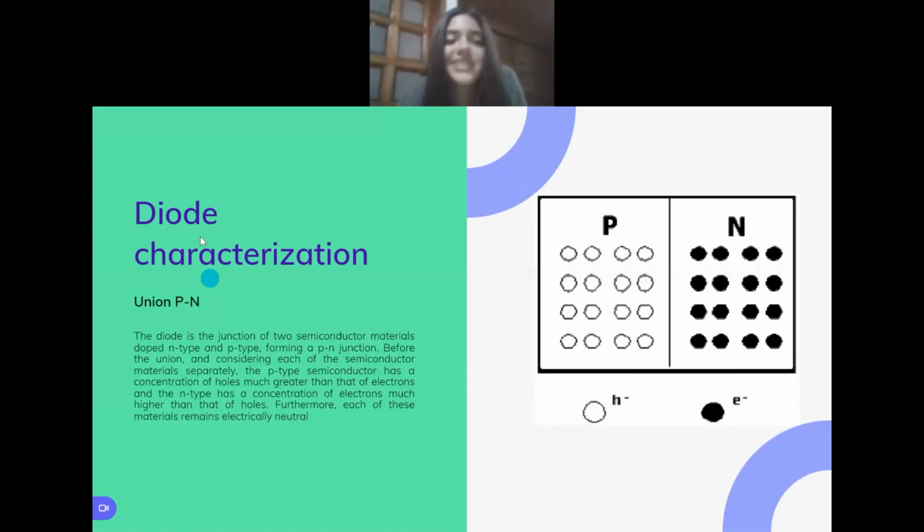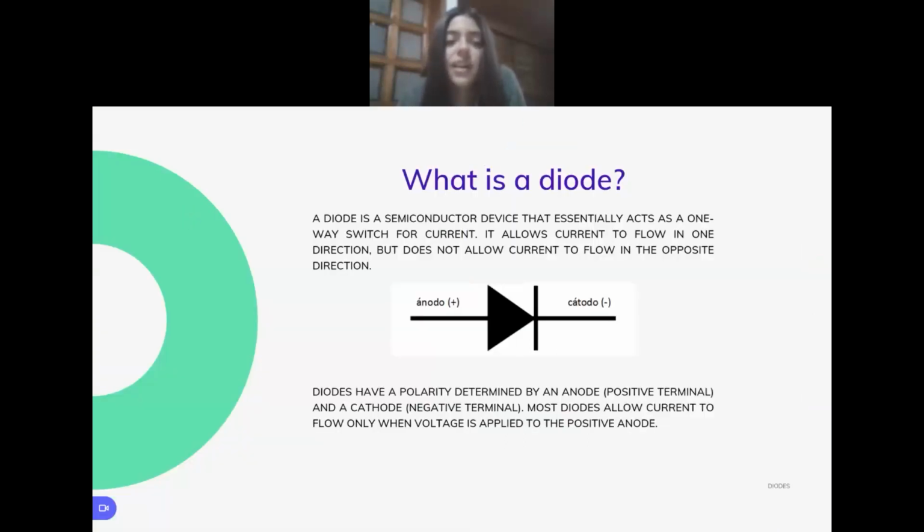A diode is a semiconductor device that essentially acts as a one-way switch for current. It allows current to flow in one direction, but does not allow current to flow in the opposite direction. Diodes have a polarity determined by the anode, the positive terminal, and the cathode, the negative terminal. Most diodes allow current to flow only when voltage is applied to the positive anode.